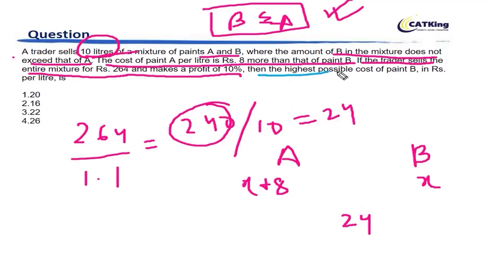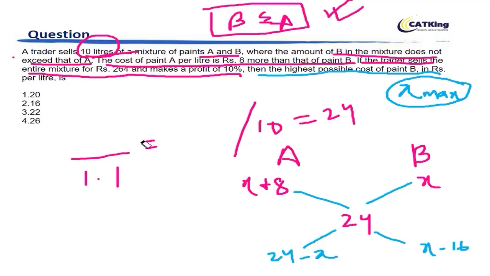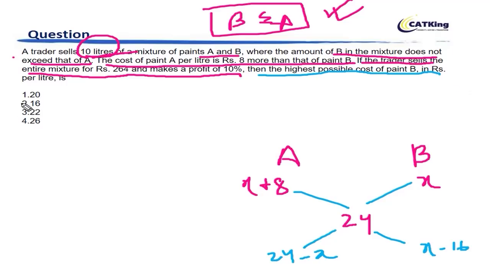The question is the highest possible cost of paint B. So the question is, what can X max be? Now just use alligation. If you use alligation, the ratio of A and B will be X minus 16 and 24 minus X. Now what we can do from here on is just have a look at the solution, have a look at the answer options.